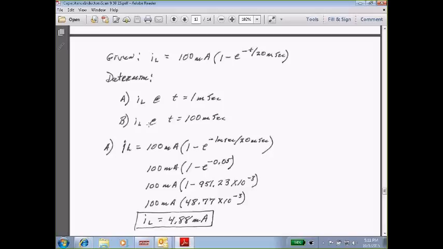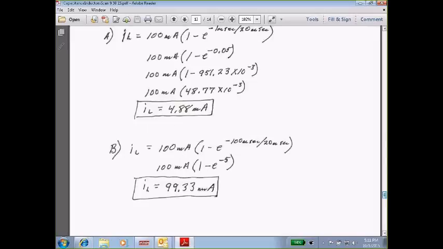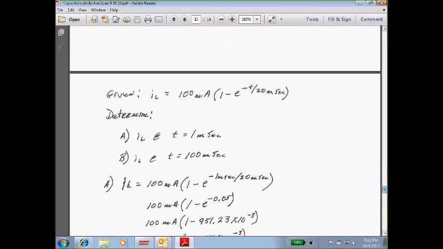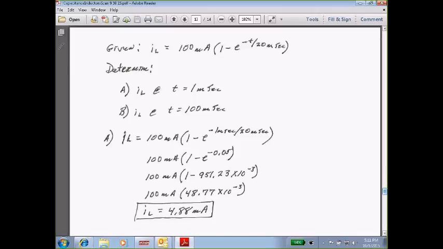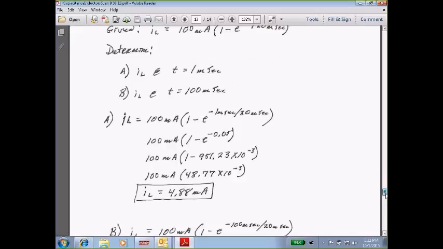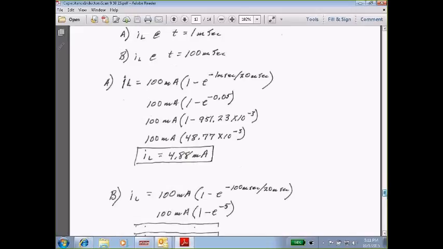Okay, now then, at 100 milliseconds, I should be looking at basically 100, because if my tau is 20 milliseconds, 100 milliseconds would be 5 time constants, so it should be nearly 100%. We plug this in, crank it out, and I come up with about 99.33. That's very nearly the 100%. Okay, questions on that?